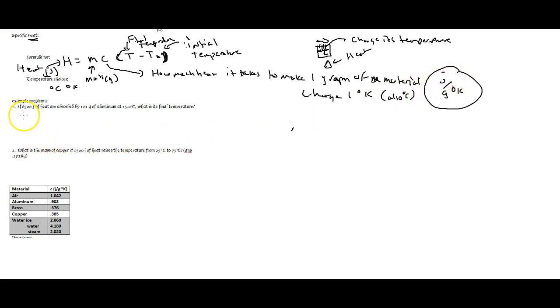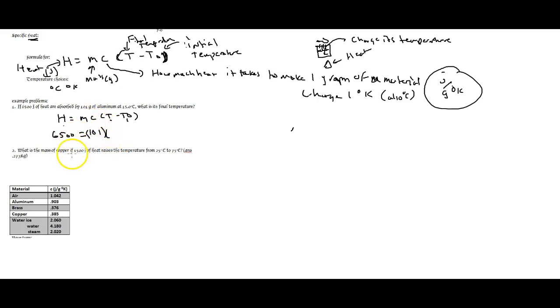It says 6,500 joules of heat are absorbed by 101 grams of aluminum at 15 degrees Celsius. What's its final temperature? So I'd start off with, okay, H equals mc(T minus T naught). In other words, the heat necessary to do this is going to change my mass from this temperature to this temperature right here. So now I just plug in some numbers. This is 6,500 is equal to mass. That says 101 grams. Okay. And then specific heat capacity. So that's how much it takes to heat up aluminum.